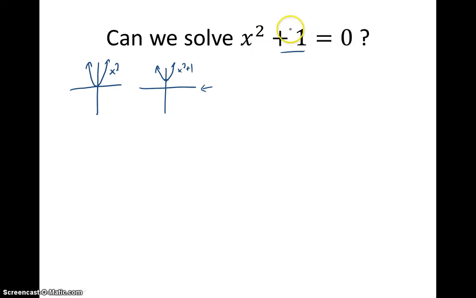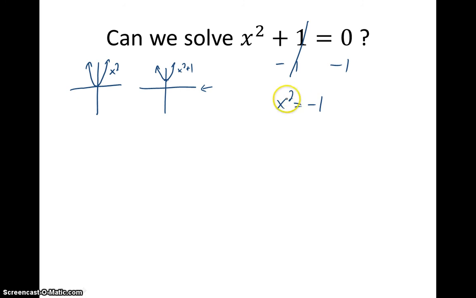Let's try it another way. Let's try solving this for x. Let's just subtract 1 from each side. So we subtract 1 from each side, that goes away, and we have x squared equals negative 1. Now, that should ring some bells right away that this is not possible with a real number, because when you square a number, it's always positive or 0.